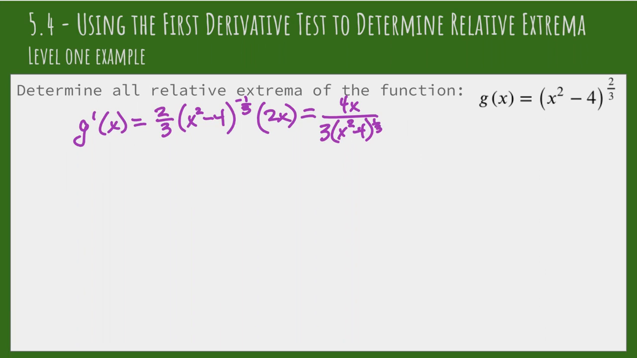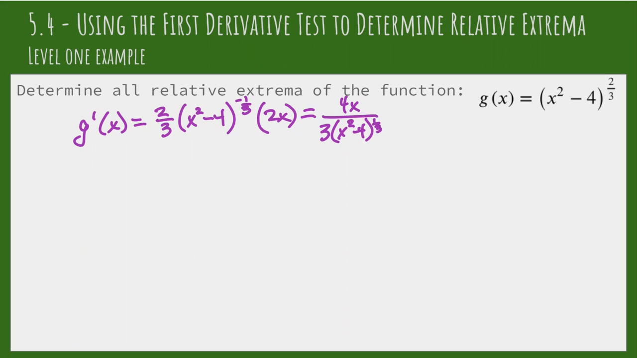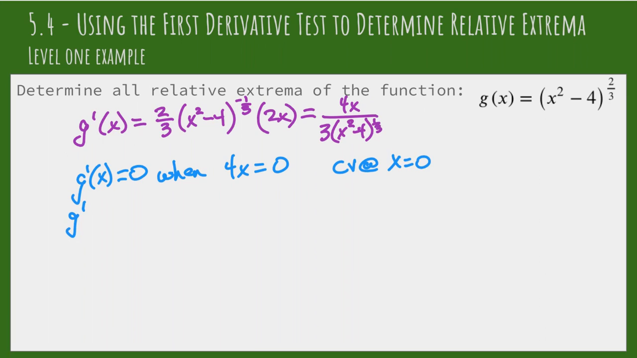So critical values we're going to get where the derivative is either equal to 0 or the derivative is undefined. And this is actually the first example we've seen where we're going to get both varieties. So the derivative is going to equal 0 for x equals 0. Essentially, I'm just taking the numerator and setting it equal to 0, because if the numerator is equal to 0, then the whole thing is equal to 0. So we get a critical value at x equals 0, but we're also going to have the derivative undefined when the denominator equals 0.